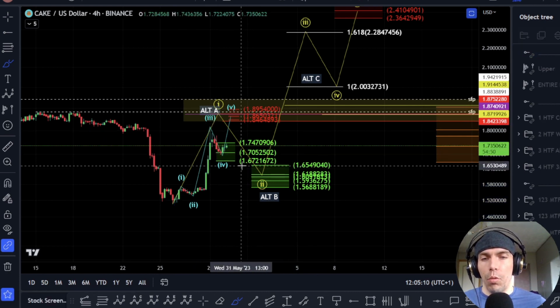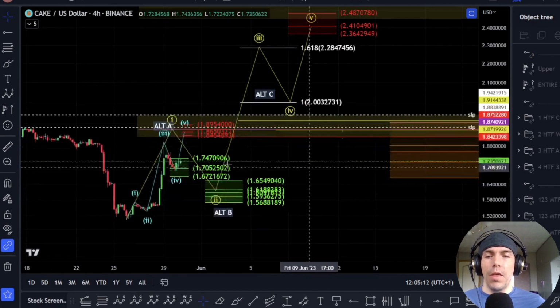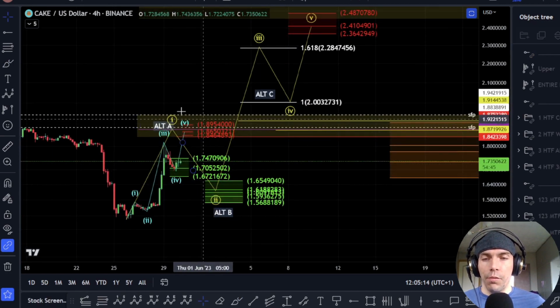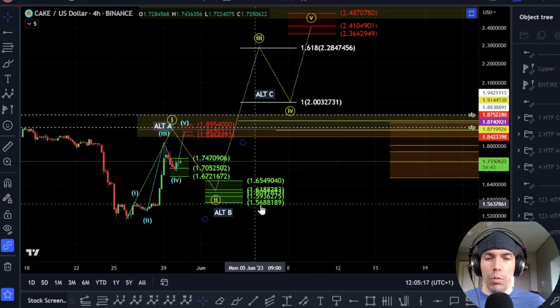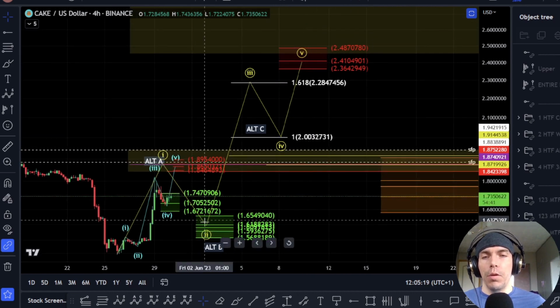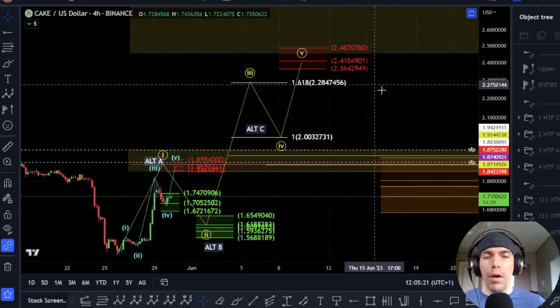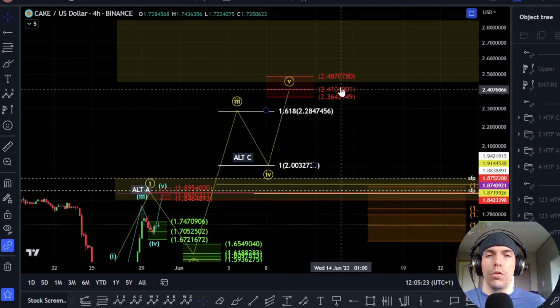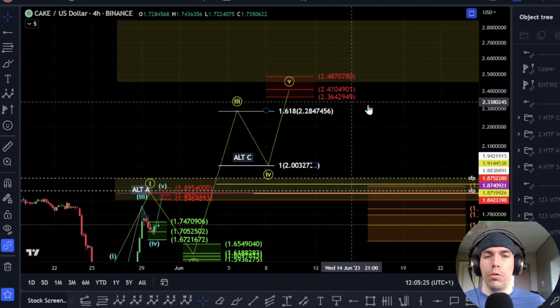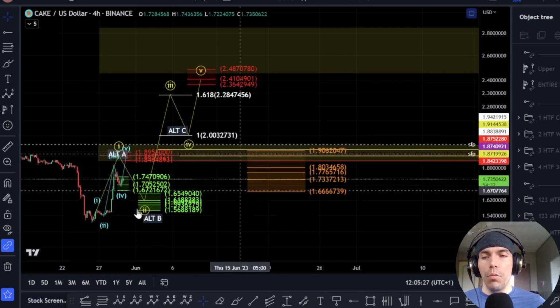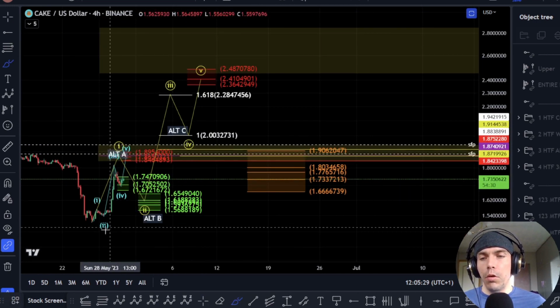We want to see this $1.67 hold, then from there whether we get this fifth. If we get this fifth, we need to hold this zone of this $1.56 and then see whether we get an additional third, fourth, and fifth wave here, which could look to push us up towards this $2.48 to this $2.36.